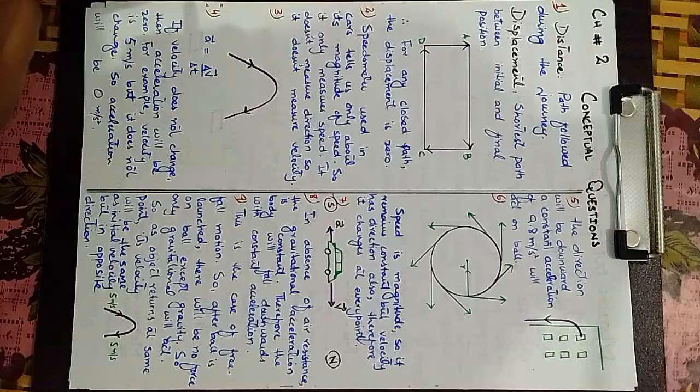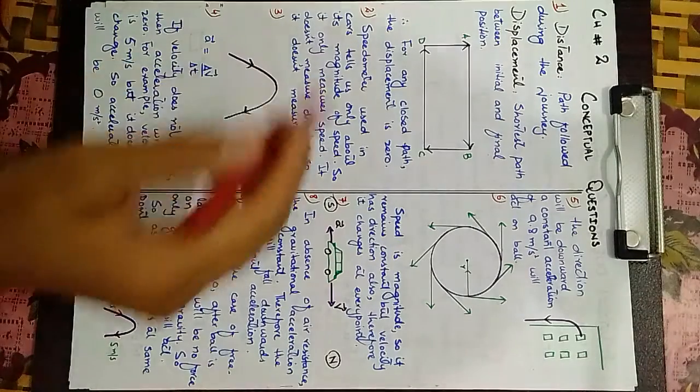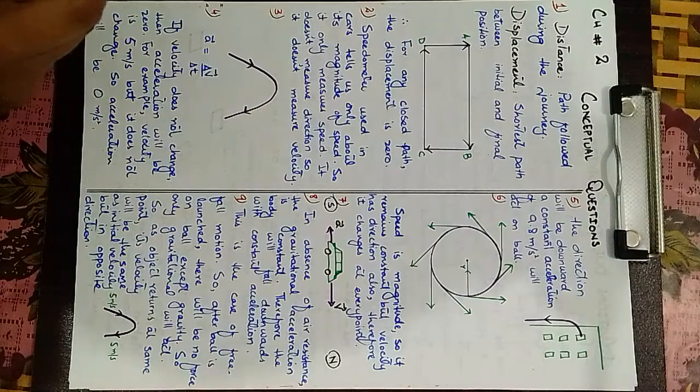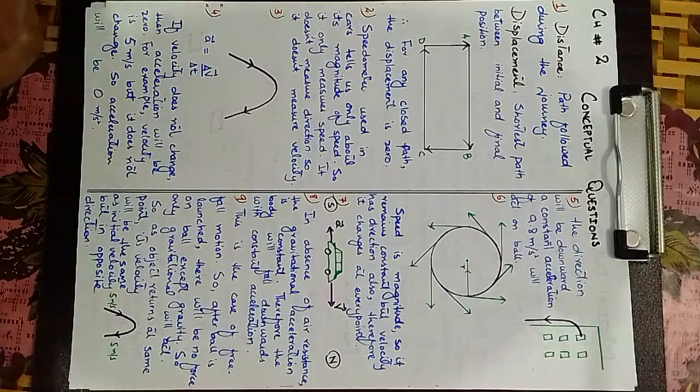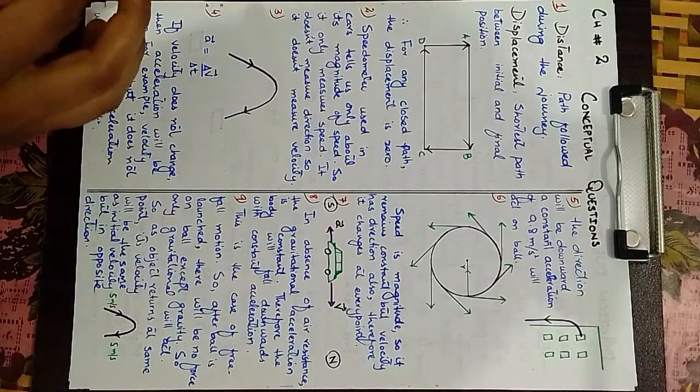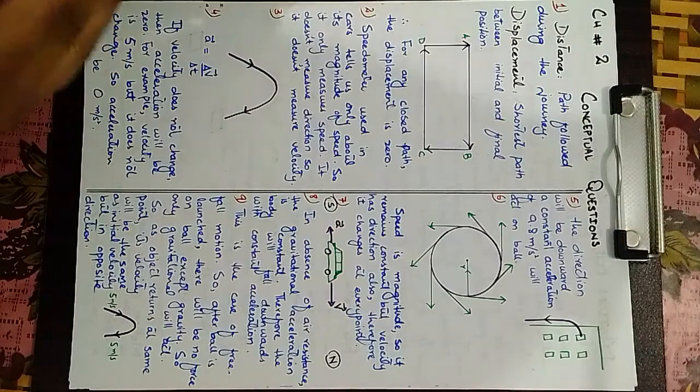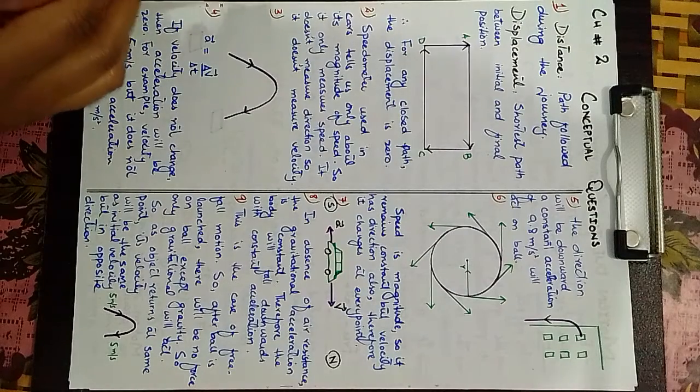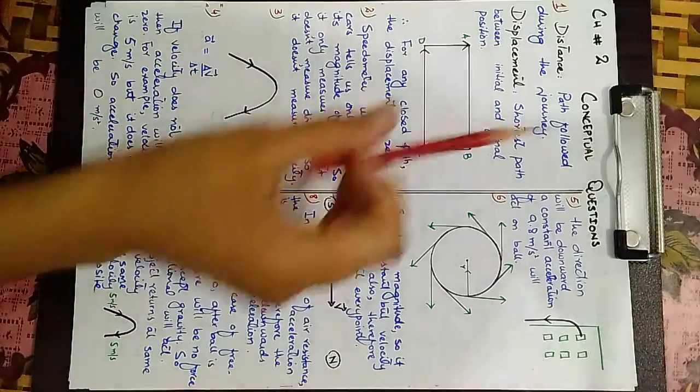So starting with the first one, the first question says, is it possible that displacement is zero but not the distance? Under what condition displacement would be equal to distance? So basically we have to see what is distance and what actually is displacement. So we are given a case where the displacement should be zero but distance should not be zero. First of all, discussing the definitions.